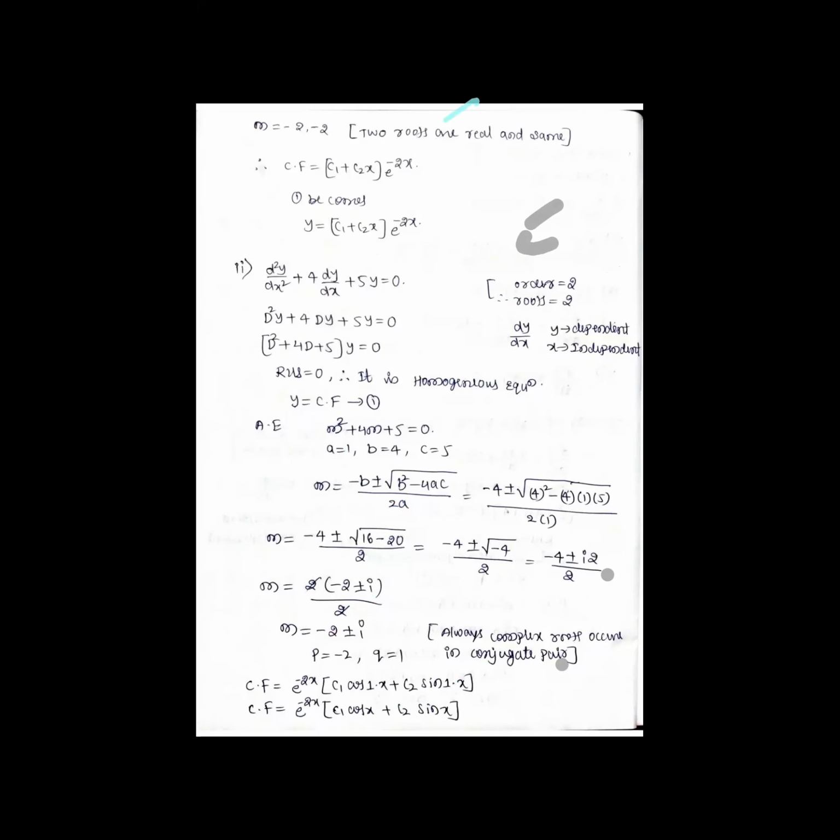So minus 4 plus or minus square root of 4 is 2, but there is a square root of a negative number inside. Square root of 4 is 2, that I have written here, but square root of minus 4 is there. So I can write square root of minus 1 into square root of 4. Square root of minus 1 is always i. Square root of 4 is 2. That is i into 2, we have to write it.